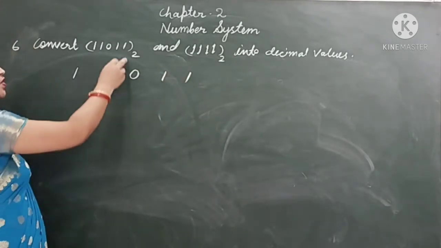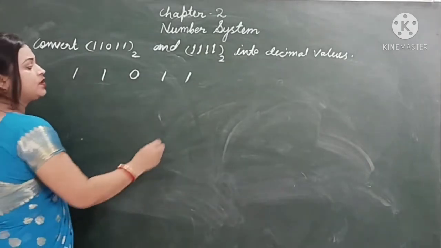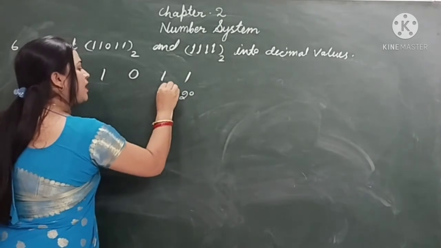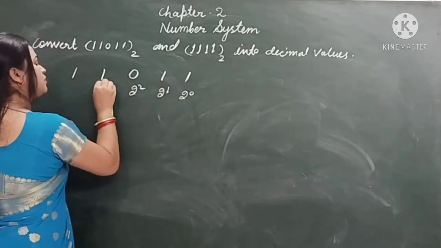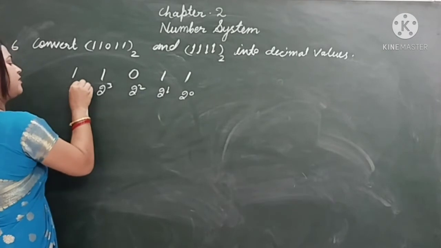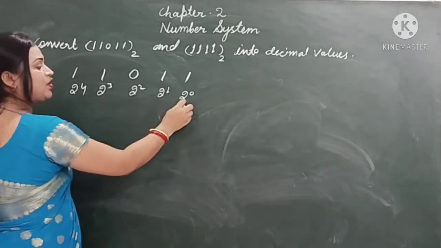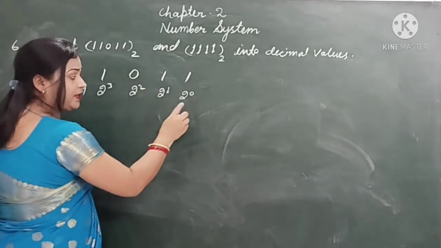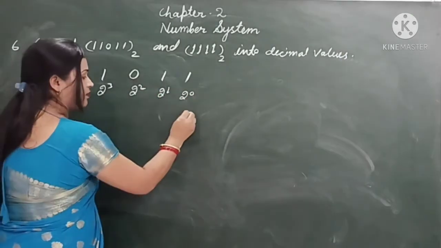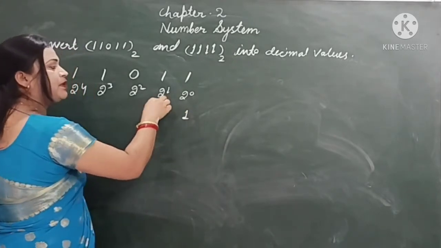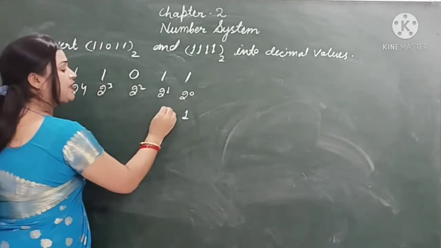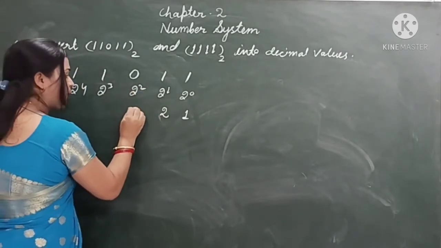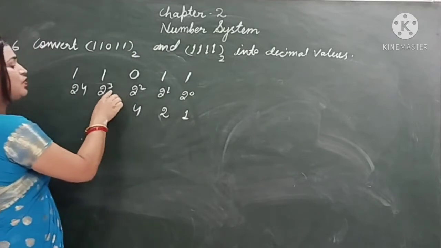We write the bases of these digits, right? So the base of first digit is 2 raised to power 0, 1, 2, 3 and 4. Okay. And value of this is any number raised to the power 0 means 1, right? 2 raised to the power 0 means 1. Here any number raised to the power 1 means number itself. So it is 2. 2 square is 2 into 2, 4.